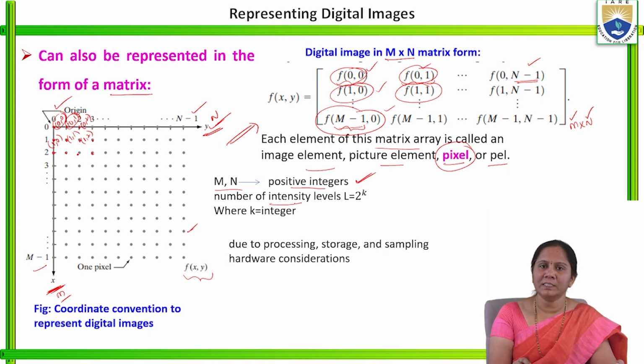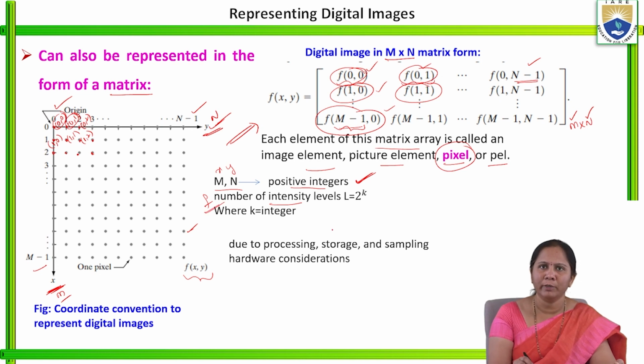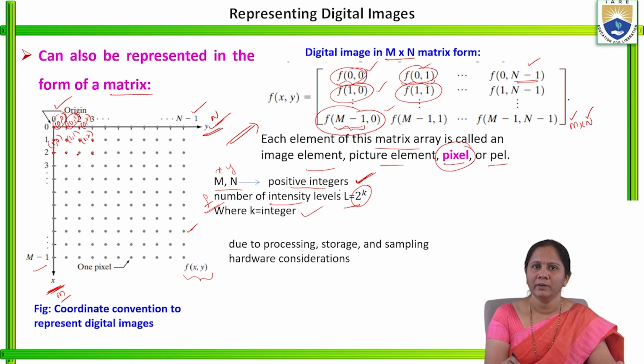the number of intensity levels, that means the values of f, okay, and here we are talking about the value of x and y. X and y should be positive integers, and the value of f, that is amplitude or intensity, also should be limited. How much should it be? Intensity level L should be equal to 2 power k. So what is that k? K is any integer value.